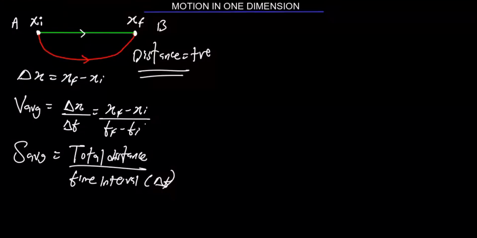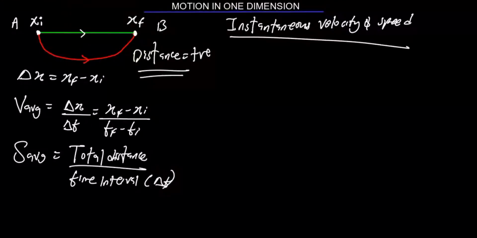Now, what do we call the instantaneous velocity? Let's say instantaneous velocity and speed. You see this word instantaneous. Look at this part. Here, with average velocity, we are actually looking at the velocity of an object along a particular time interval.